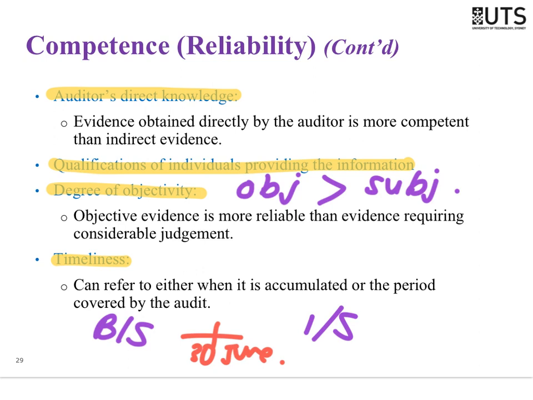Because what an income statement does is it's for a certain period of time. A balance sheet is accumulated totals as at a certain point in time. An income statement is over a period of time. Now again, what's the link back? With a balance sheet, because we're focusing on that point in time, we want to gain evidence around that point in time. With an income statement, we want to gain evidence over the whole period of time. Why? To gain comfort over the whole period.